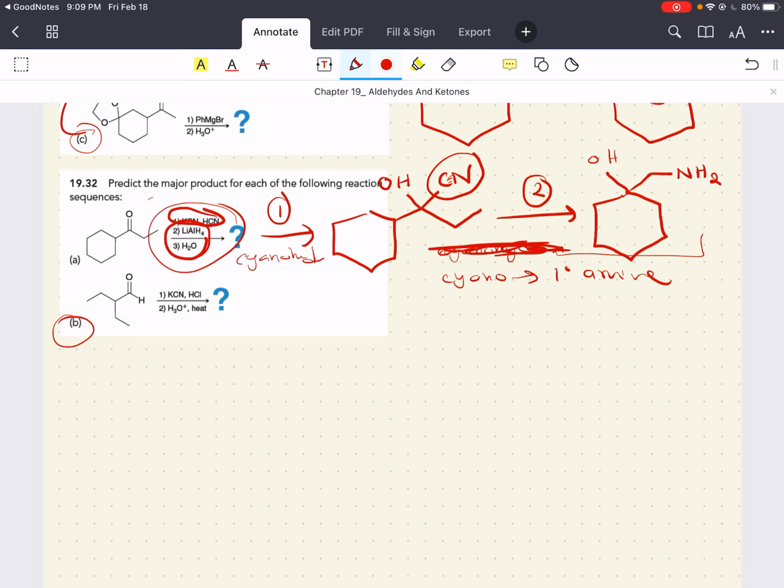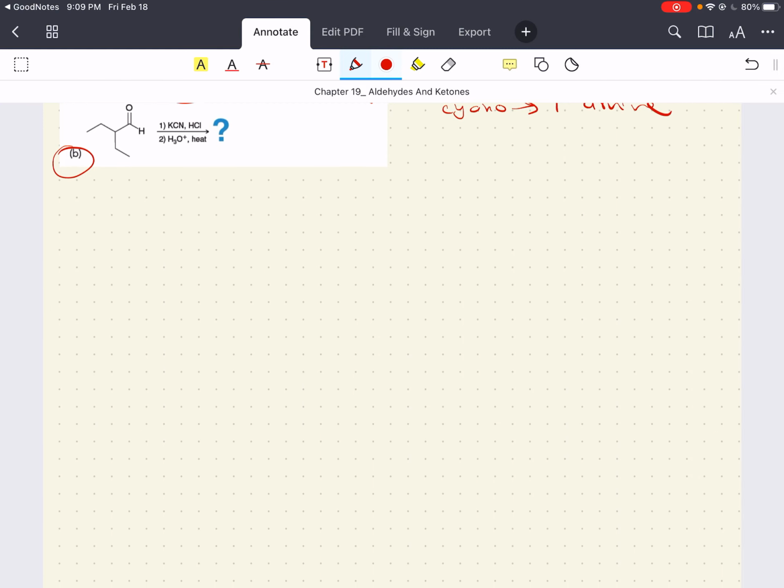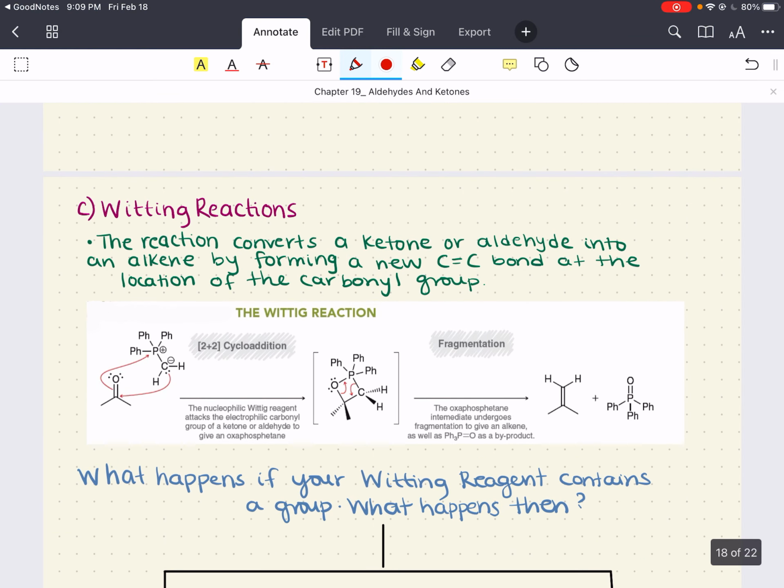All right, but with that, next up is a third carbon nucleophile reaction. This is called the Wittig reaction. This reaction is going to convert a ketone or an aldehyde into an alkene by forming a new carbon-carbon double bond at the location where the carbonyl group once was. Now, the mechanism for this reaction is interesting.